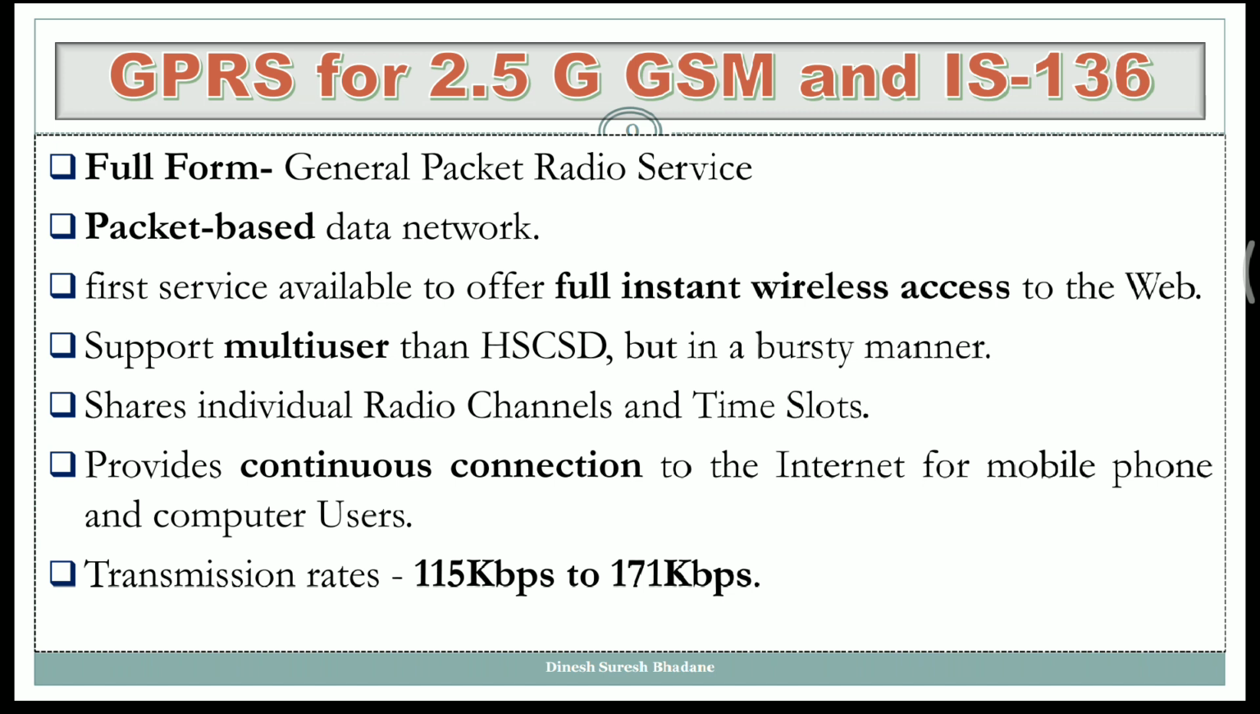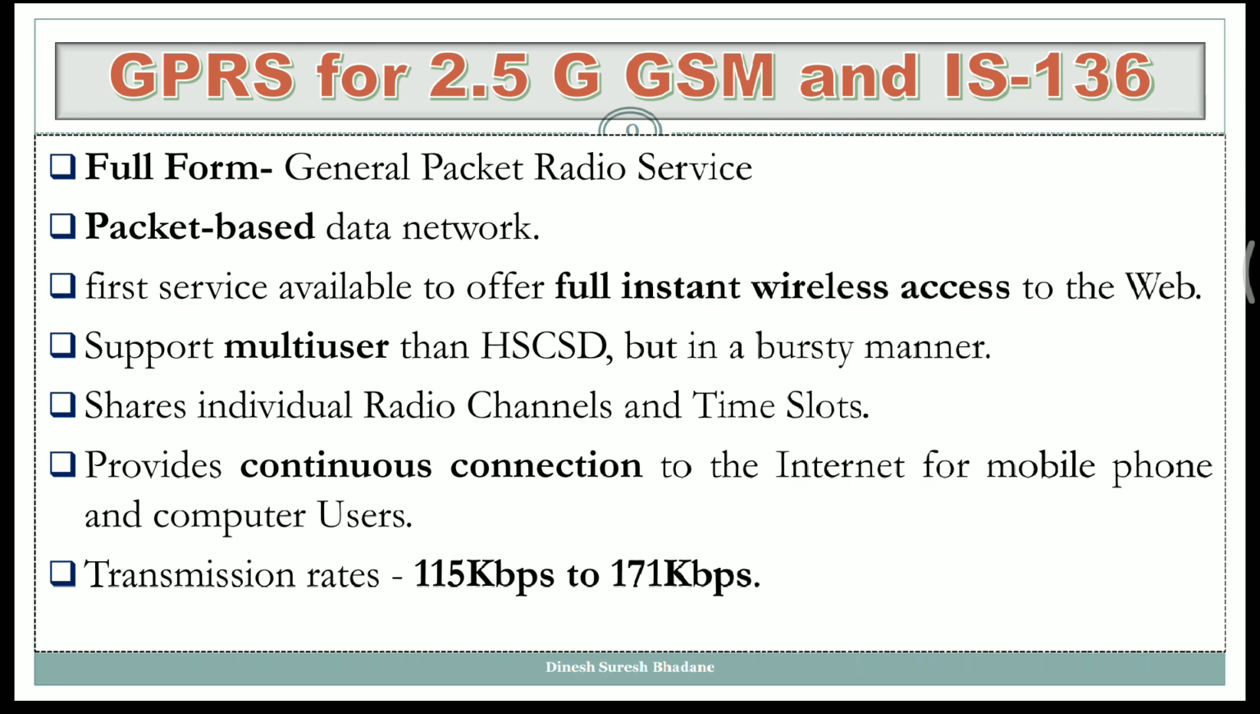The full form of GPRS is General Packet Radio Service. As its name consists packet, that means it is a packet based data network. It is the first service which is available to offer full instant wireless access to the web. It supports many users, that is multi-users, than HSCSD, but in the bursty manner which is not possible in the case of HSCSD. It shares the individual radio channels and the time slots. It provides continuous connection to the internet for the mobile phone and computer users. Its transmission rates are 115 kbps to 171 kbps. So we can say that a variable data rate is possible with this GPRS, which is not possible in the case of HSCSD.